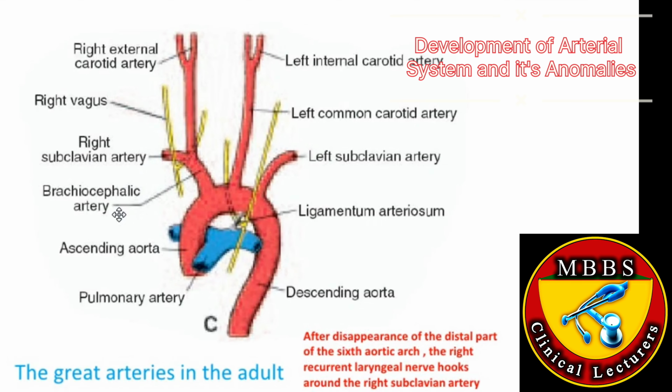This is in the adult, we can see the carotid and we can see the nerves. On the left side, the recurrent laryngeal nerve is under the ligamentum arteriosum. Why? Because the distal part of the sixth aortic arch formed the ductus arteriosus, which in the adult, as the baby is born, gets constricted and forms the ligamentum arteriosum, and the recurrent laryngeal nerve runs under it. On the right side, it runs under the subclavian artery.